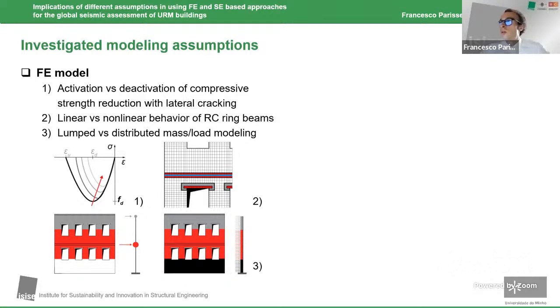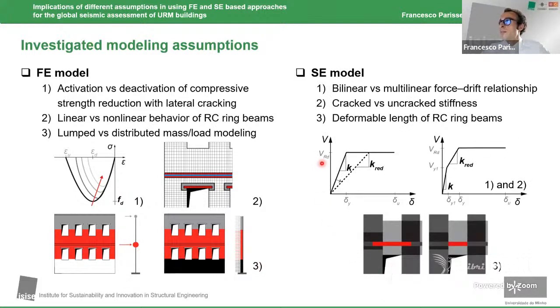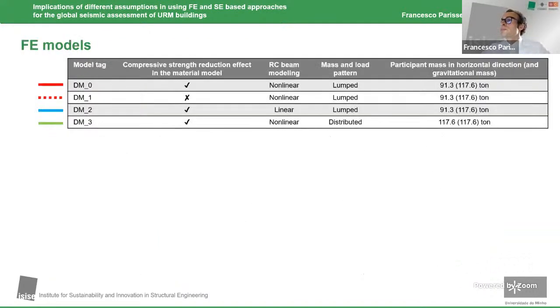And then we also consider linear or nonlinear behavior of the RC ring beams, plus lumped versus distributed mass load modeling. When moving to the structural element model, we consider a bilinear or multilinear force drift relationship with cracked or uncracked stiffness. And the third sensitivity analysis relates to the deformable length of the RC ring beams. So moving to the finite element models, we have basically four models.